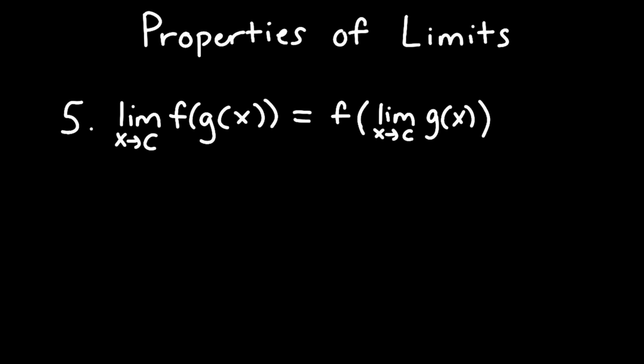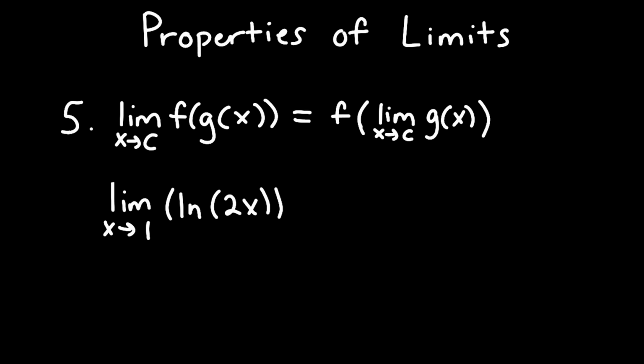Now, this doesn't really make sense just looking at this complicated property. You really have to use an example. So in this case, we're going to do limit as x approaches 1 of the natural log of 2x. Again, my introduction to calculus video covers natural logs and exponential functions, so if you're confused on those, you can go ahead and check up on that.